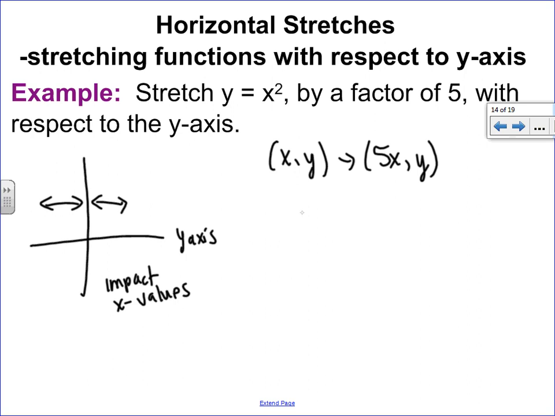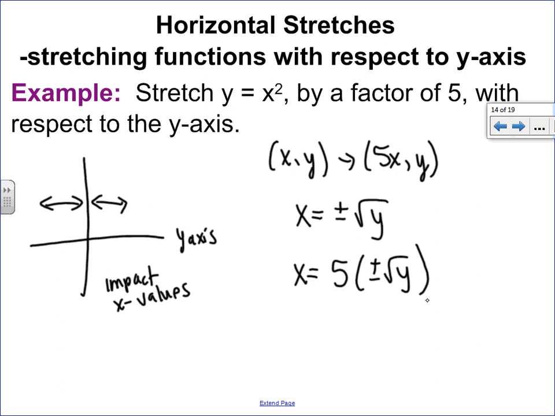So since I'm changing my x values, again, I want that x equals equation, which we already saw was plus or minus the root of y. So what I want to do is look at stretching this by a factor of 5. So I want to make all of my x values 5 times bigger. There's all my x values, and I'm going to make them 5 times bigger. So again, I want a y equals equation. So I've got to rewrite this now as a y equals equation. All of our functions are y equals equations. So to get y by itself, I will divide both sides by 5. So x divided by 5 is the same as 1/5 x equals plus or minus the root of y.